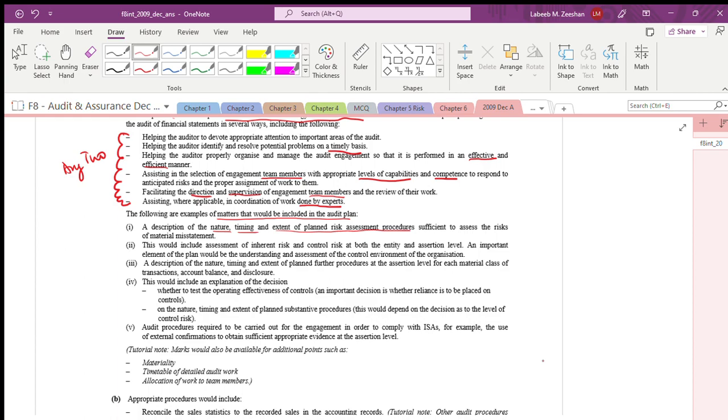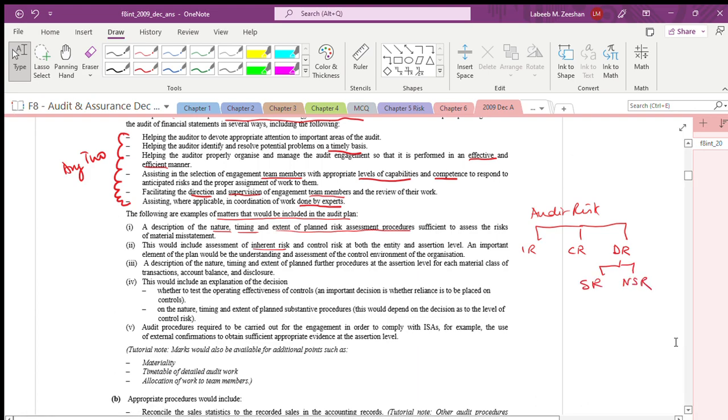This would include the inherent risk and audit risk. What is the concept of audit risk? Audit risk consists of three different elements. You have the inherent risk, the control risk, and the detection risk. In the detection risk, you have the sampling risk and the non-sampling risk. Once you are doing this, I will put in anything relevant. This will include the assessment of inherent risk and control risk, both at the entity and the assertion levels.